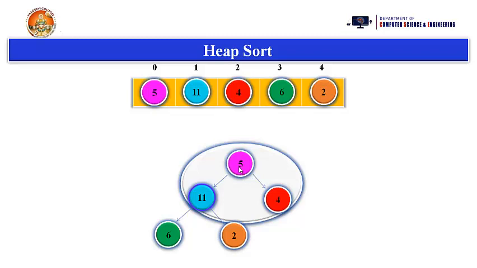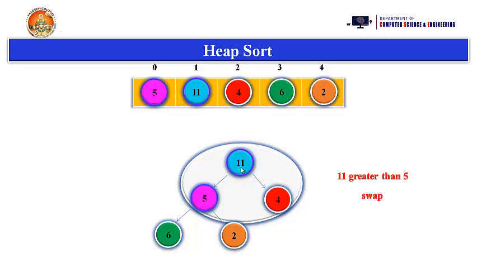So we need to swap this 11 with the 5 element. Why? Because 11 is greater than 5. So we need to swap the values. So swap the values here. Then 11 becomes the parent node, 5 is the child. Then we need to swap the elements in the array also. So swap the 5 and 11 values in the array.